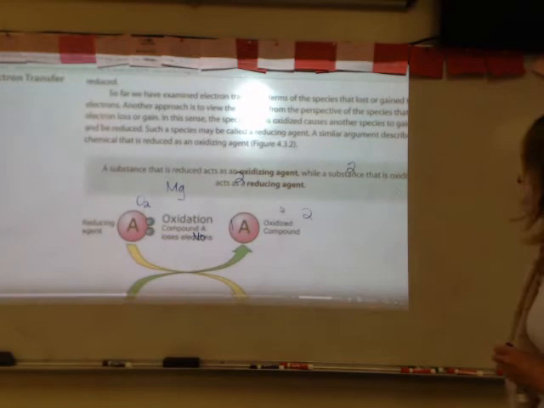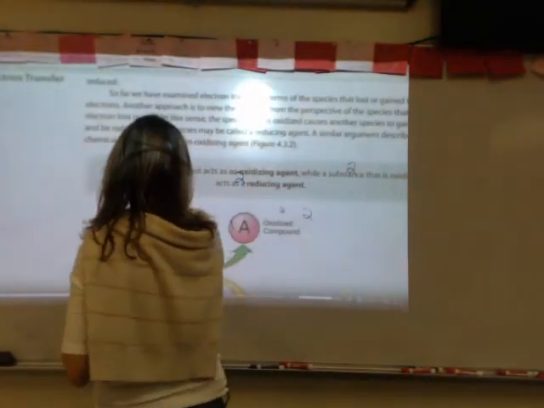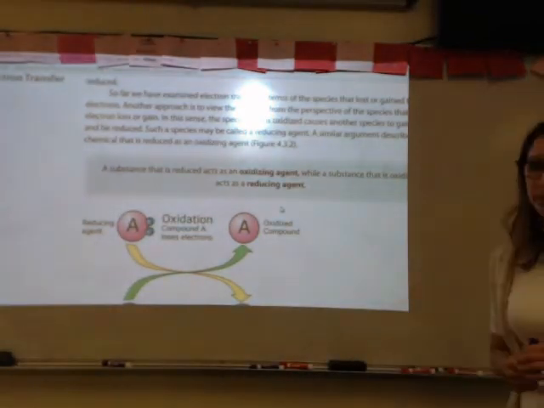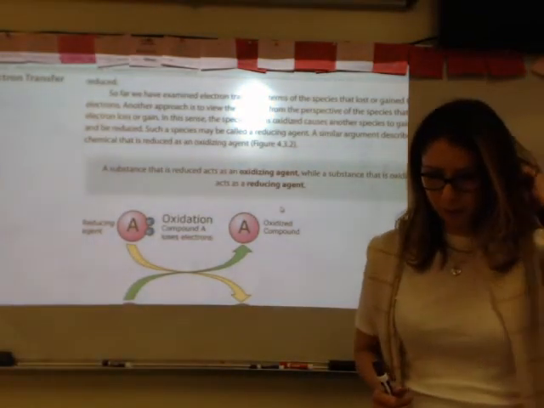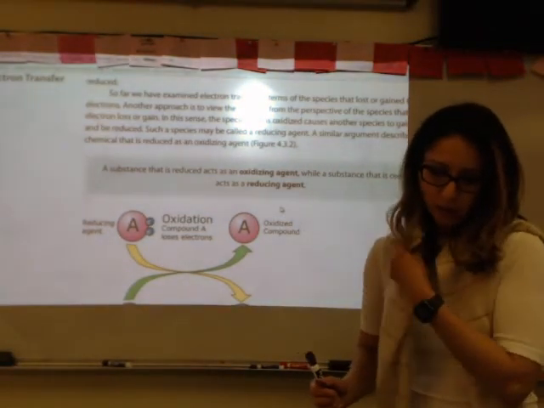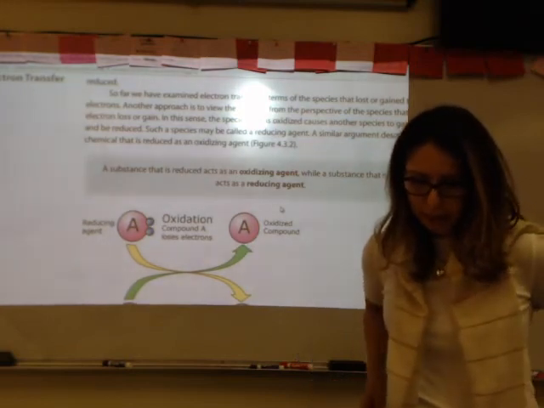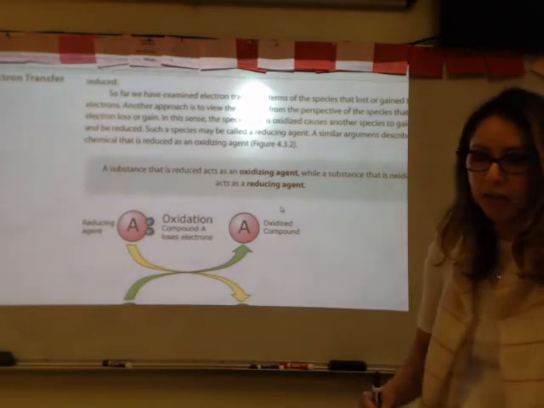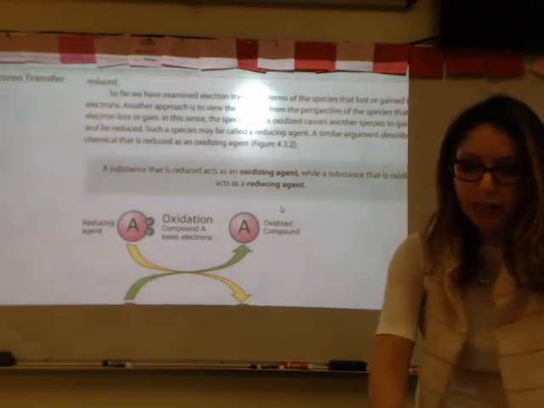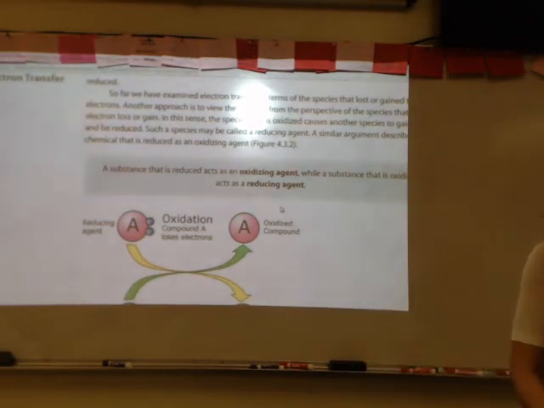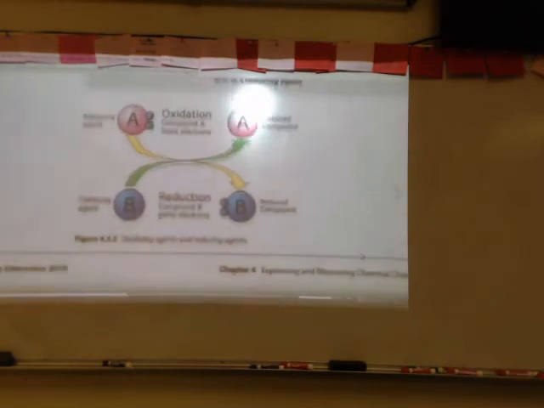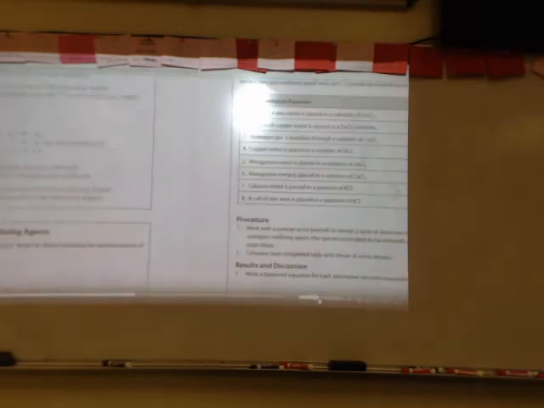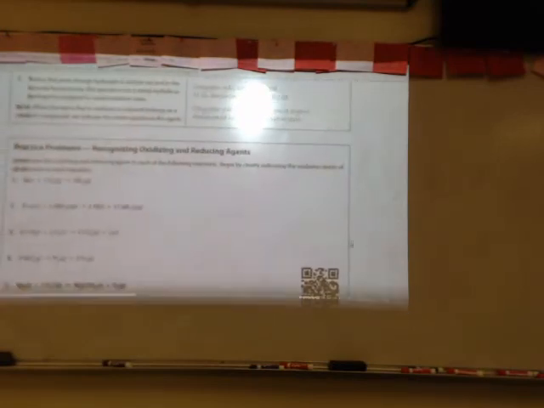Okay, now let's talk about oxidizing agents and reducing agents. Whatever substance is reduced, we call that the oxidizing agent because it oxidizes the other substance. And whatever substance is oxidized, we call it the reducing agent because it reduces the other reactant. So this makes more sense when we're actually doing an example. So let's take a look here.